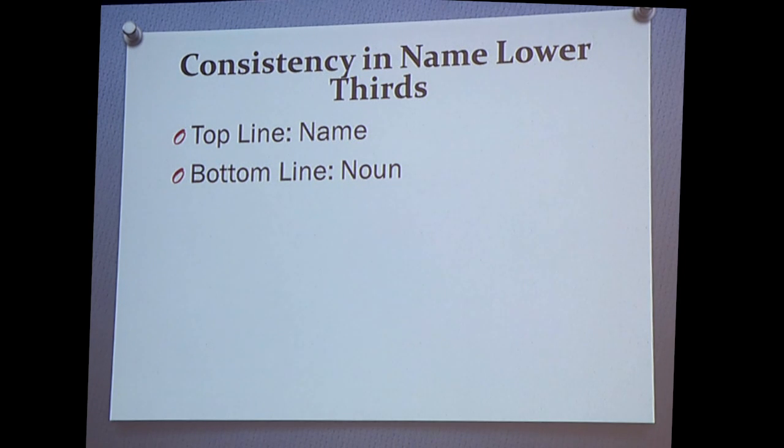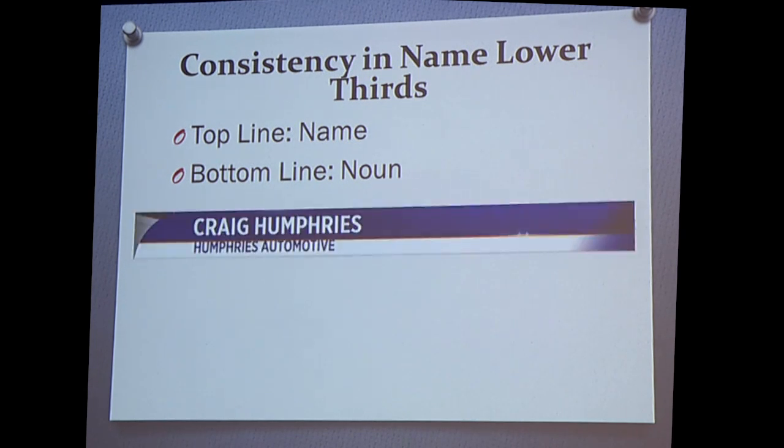When it comes to name lower thirds, I've been seeing a lot of these when I was going through this, where we have the name on the top, but we don't have a noun on the bottom. If you check your Everything You Need to Know guide, this is how we are supposed to do supers. Bottom line has to have a noun, period. Always need something there. So this one, Craig Humphreys, Humphreys Automotive, does not follow that guideline.